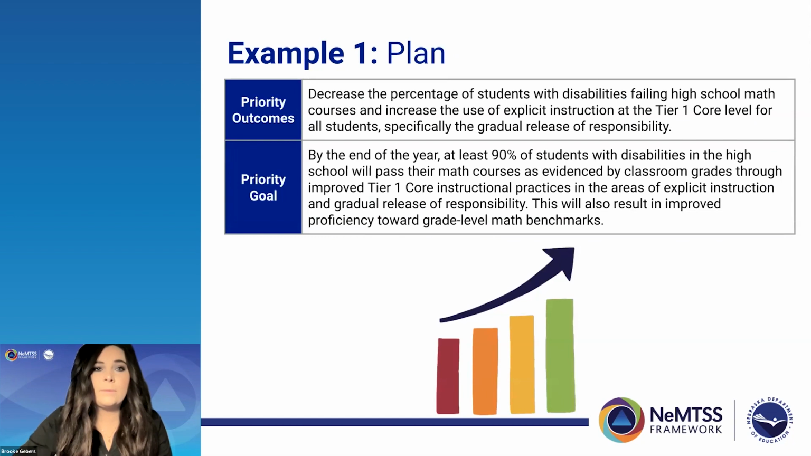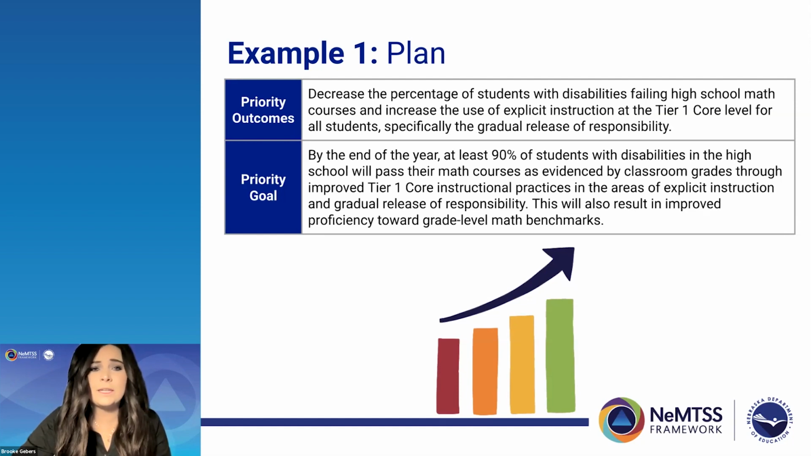The priority outcome for the 7-12 math department team, what they would like to see, is a decrease in the percentage of students with disabilities failing high school math courses and an increase in the use of explicit instruction at the Tier 1 core level for all students, specifically around gradual release of responsibility.